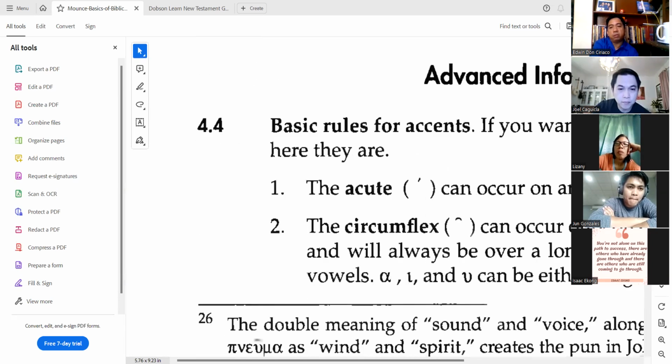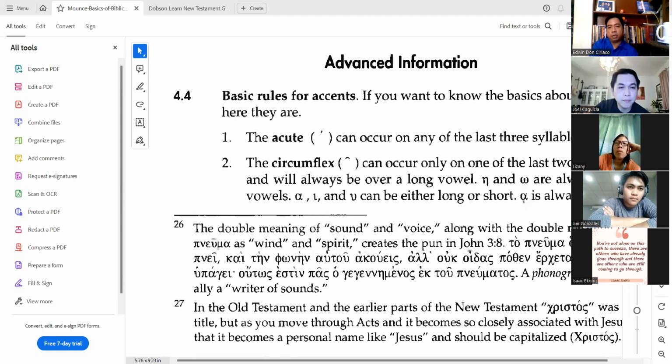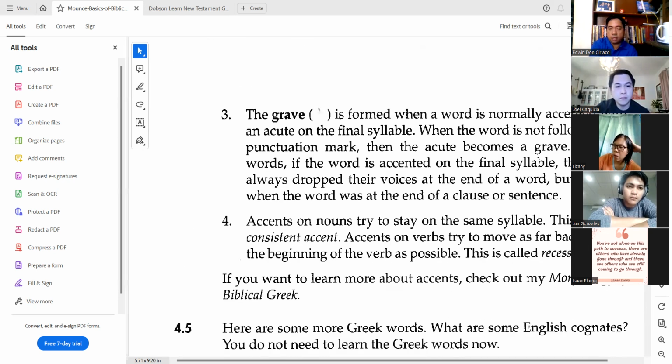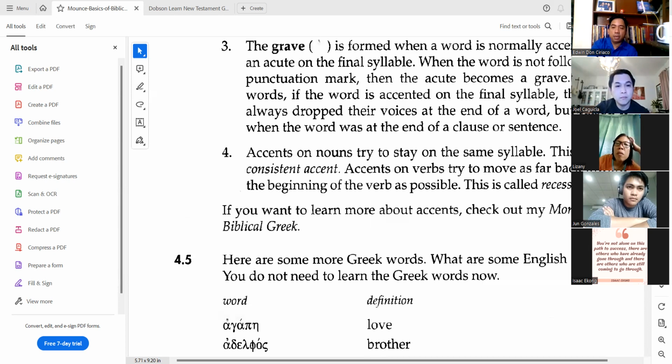Okay, basic rules, before we take our break. The accent can occur on any of the last three syllables; the circumflex occurs only on the last two syllables, always on a long vowel. So eta and omega are always long. Alpha, iota, upsilon can be either long or short depending on the word. The alpha with the iota subscript is always long. The grave goes down, and the acute goes up.